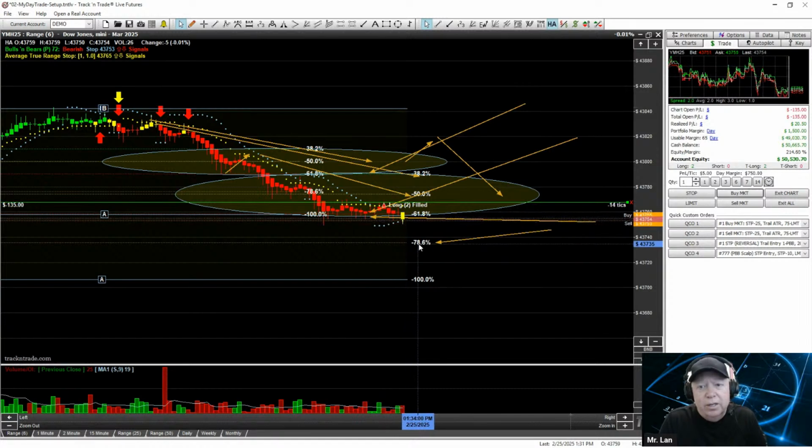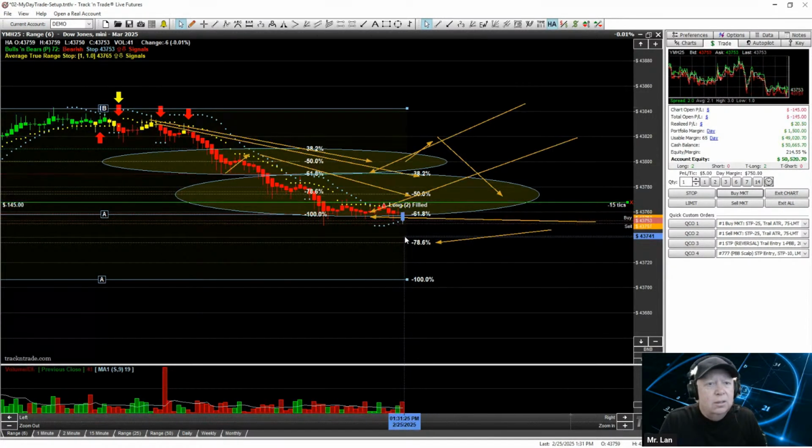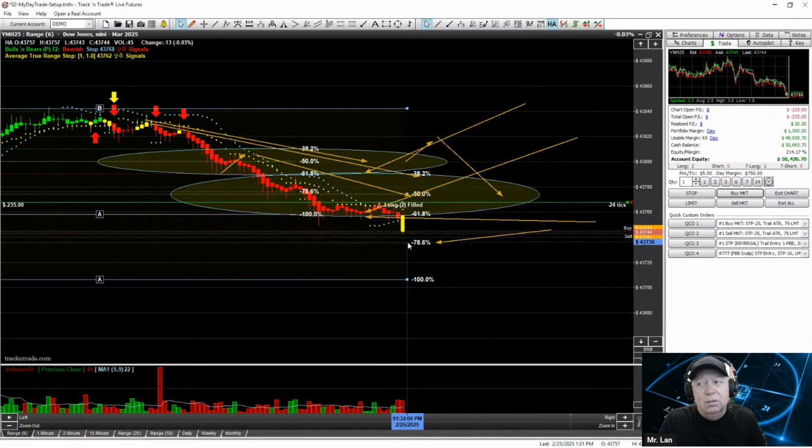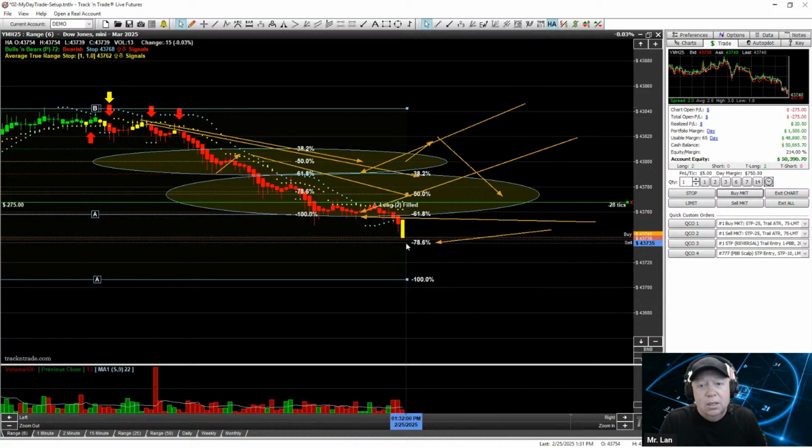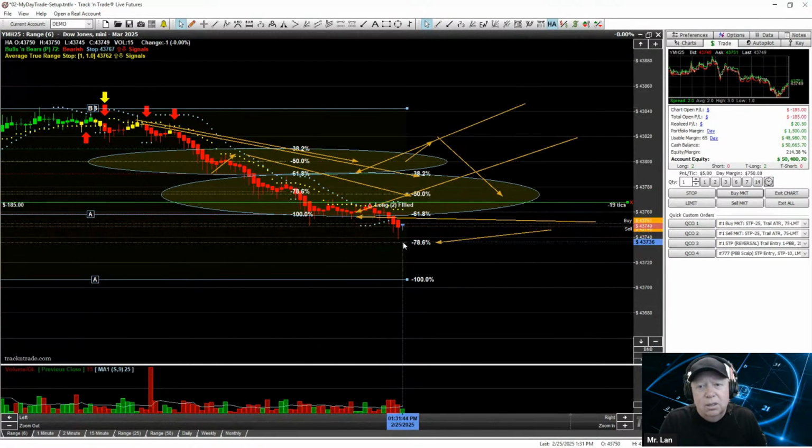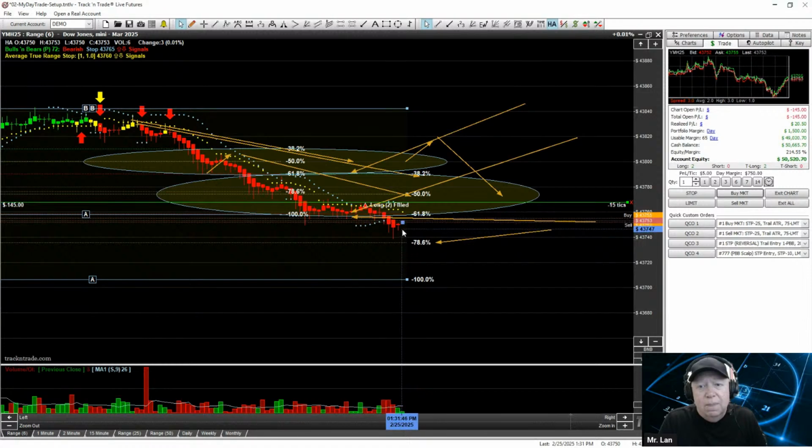Is it going to come all the way down to 78.6? We don't want to see that. Don't do that, guys. Don't go down there. Oh, look at that. It's going to go all the way down to 78.6. That's a pretty sad move right there. I didn't like to see that.